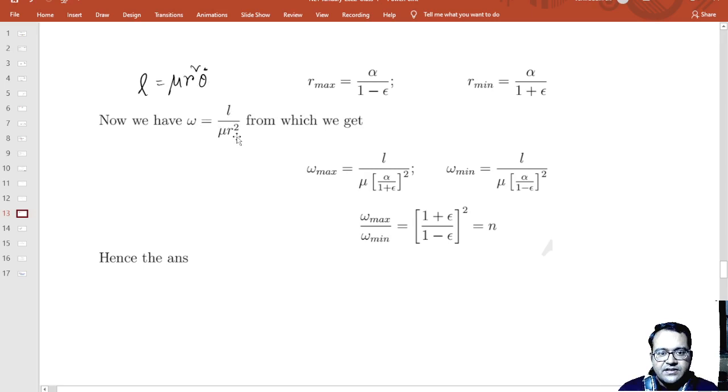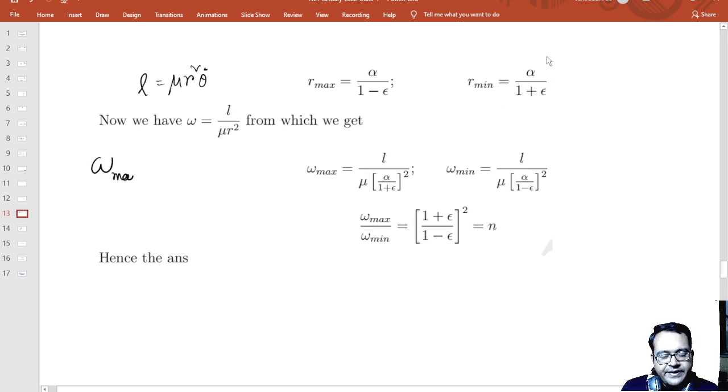Omega is L by mu r square, from which we get omega max will be L by mu alpha by 1 plus epsilon whole square. Omega min is L by mu alpha by 1 minus epsilon, because omega max will be when r is minimum. So our minimum value we replaced here.